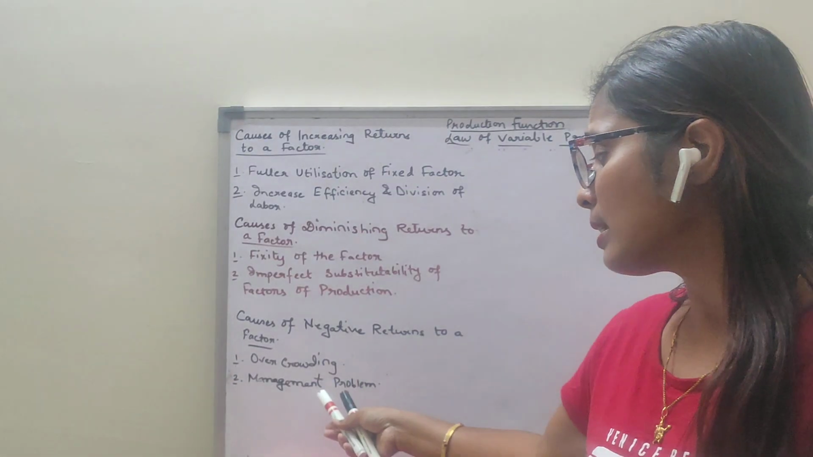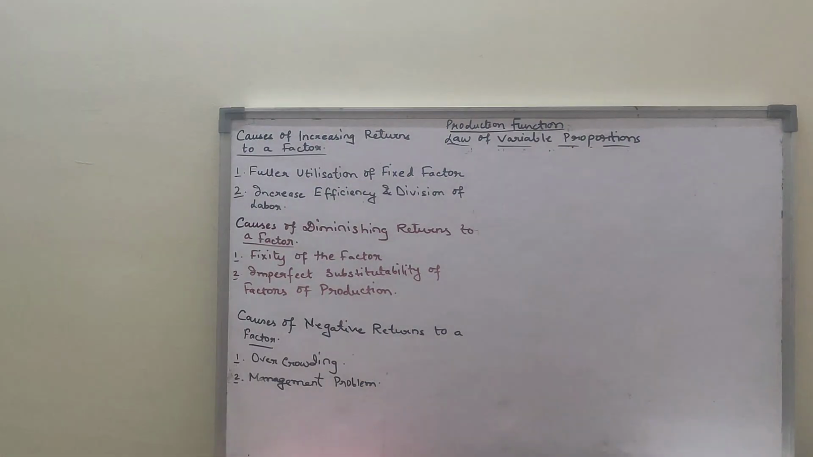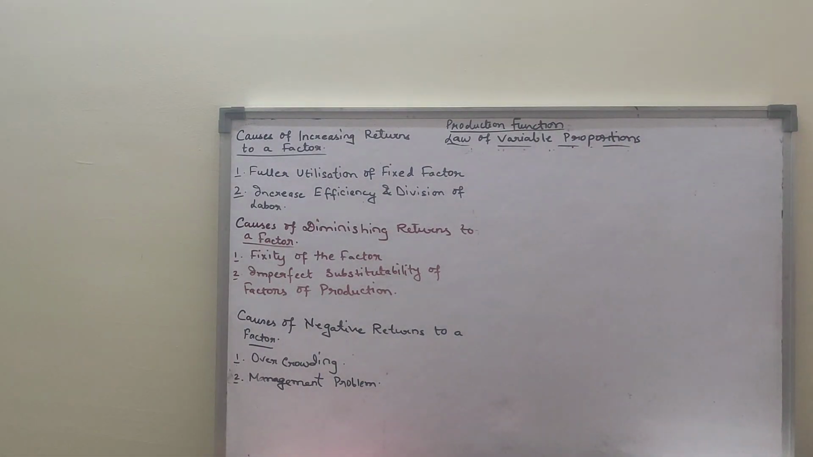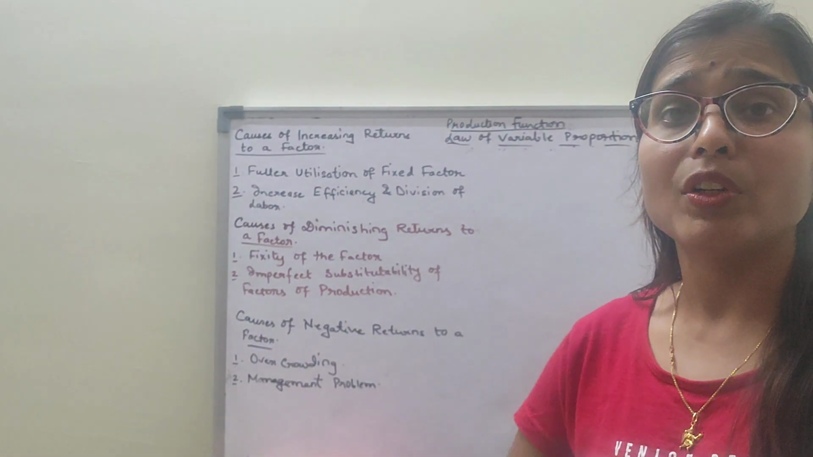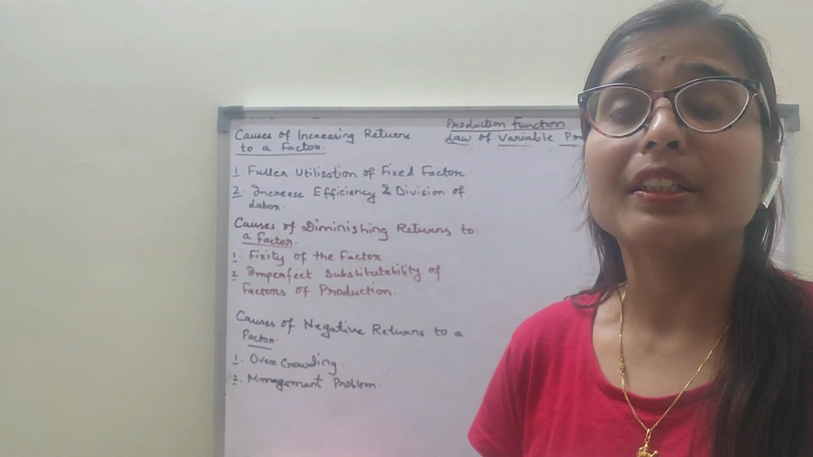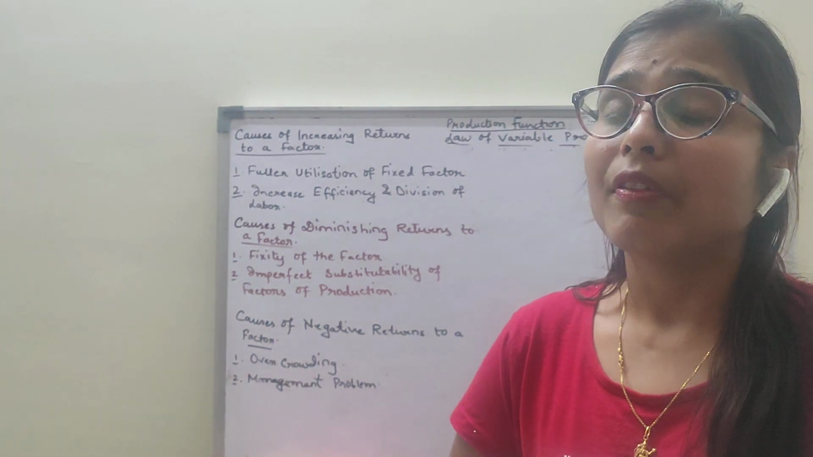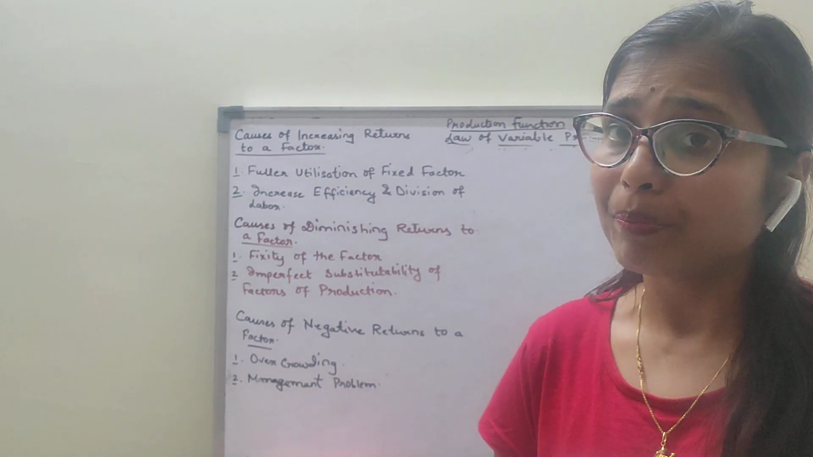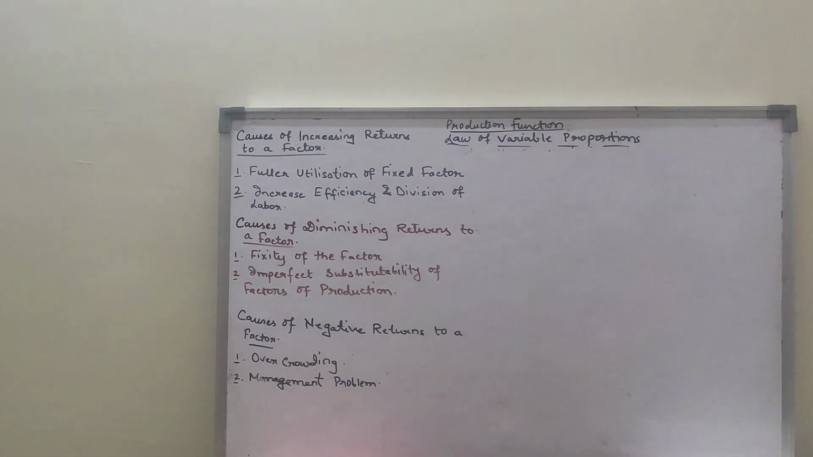Second is the management problem. What happens, children? If too many workers work on the given quantity of the fixed factor, it creates the problem of effective management. The workers sometimes shift their work to other workers. It becomes difficult to manage. One worker will sit and another will work. They will create disturbance, and there will be no effective management in the production process. So these are the causes which I have discussed.